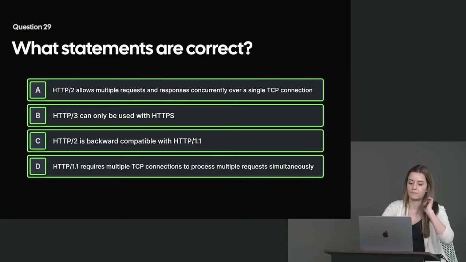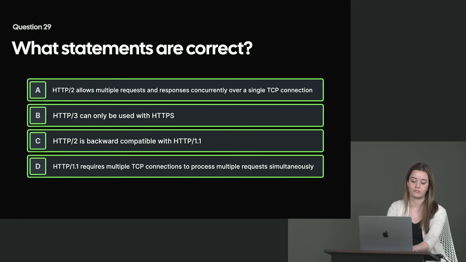Yeah, so HTTP/2 allows multiple requests to be sent over a single TCP connection. That's right, as we just saw, you can finally do that. HTTP/3 can only be used with HTTPS, and this is true because that QUIC protocol also has the TLS built in. So the TLS is essentially what established that secure connection. With HTTP/2, this wasn't necessarily required. You could also use it with HTTP, but with HTTP/3, you cannot do that. HTTP/2 is backward compatible, yes, entirely. So you can serve your website from HTTP 1.1 or 2.